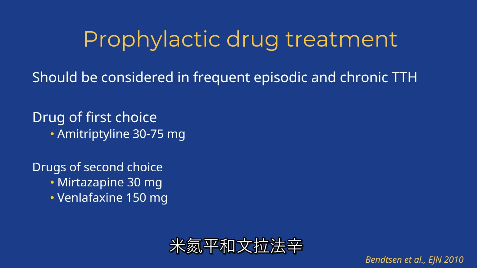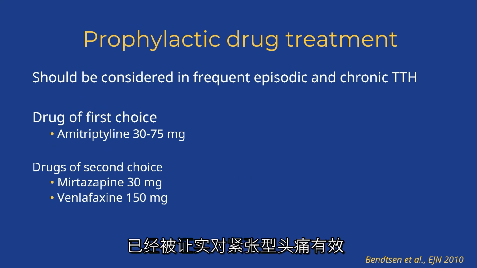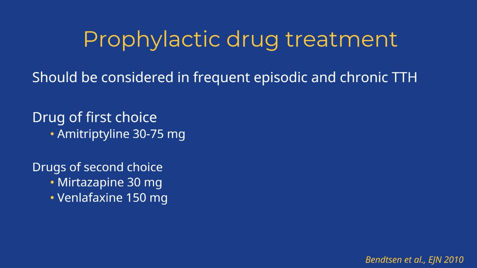Prophylactic medications with proven efficacy for tension-type headache include amitriptyline, mirtazapine, and venlafaxine. We usually recommend starting with a lower dosage and gradually increase the dose.